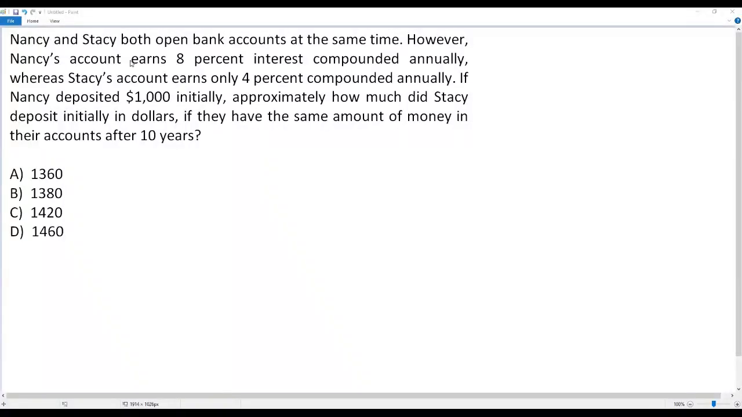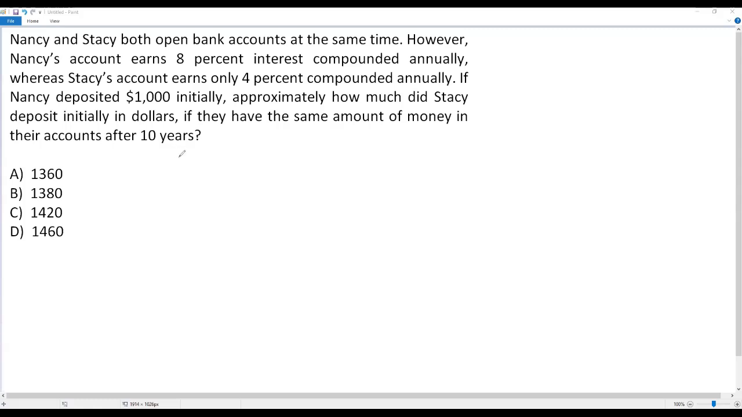Here we have a problem on compound interest. Okay, let's go with the information. Nancy and Stacy both open bank accounts at the same time. However, Nancy's account earns 8% interest compounded annually, whereas Stacy's account earns only 4% compounded annually. If Nancy deposited $1,000 initially, approximately how much did Stacy deposit initially in dollars if they have the same amount of money in their accounts after 10 years?